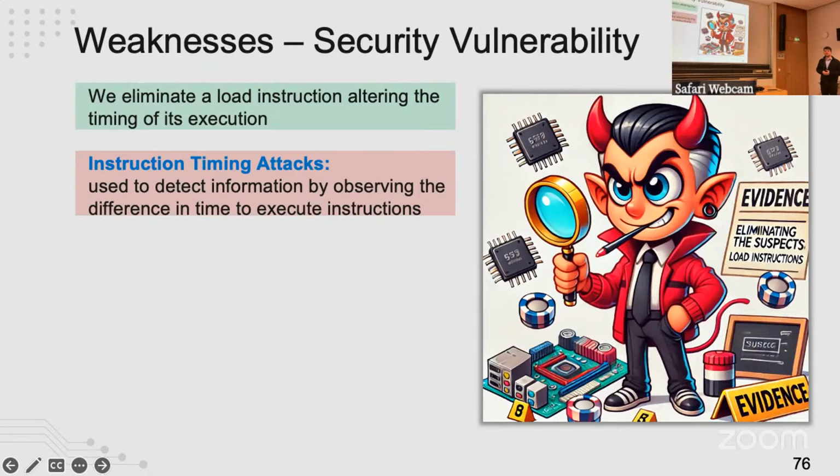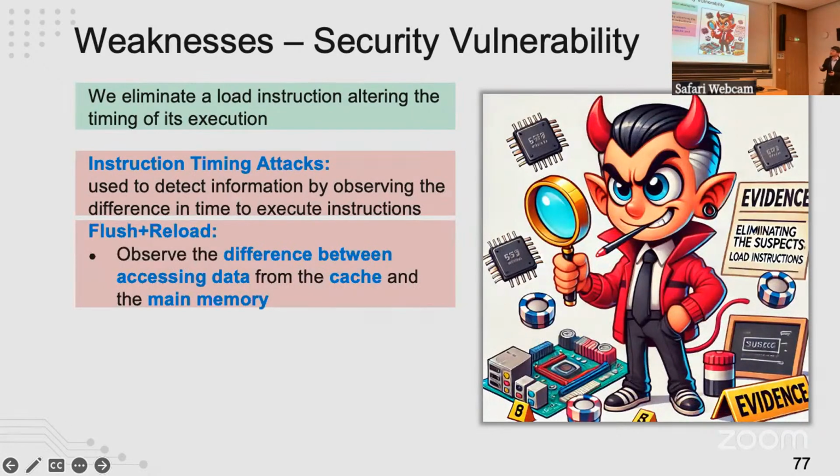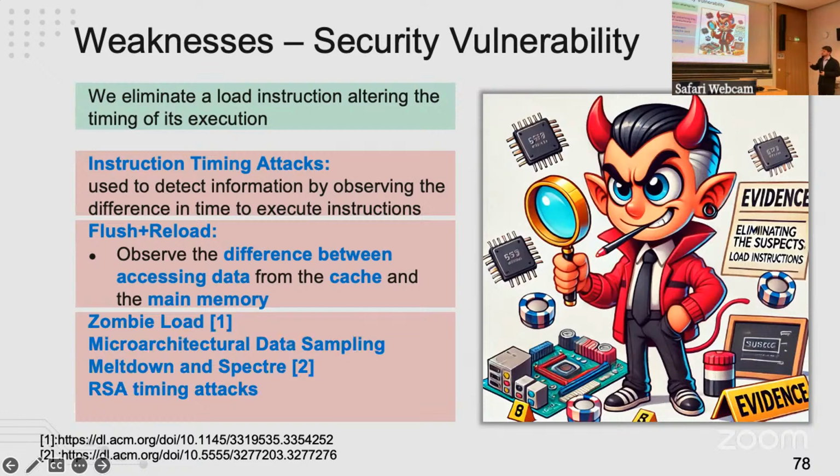Of course, this is not only a problem in Constable; this is a general problem in processors, but Constable would make it more severe. The first attack I have here is called Flush+Reload, which tries to observe the difference between accessing data from the cache and the main memory. This, of course, can be expanded to differentiate between eliminated and non-eliminated loads. Some other attacks that I also included are ZombieLoad, microarchitectural data sampling, Meltdown, Spectre, and RSA timing attacks, in order to gather information from the system.